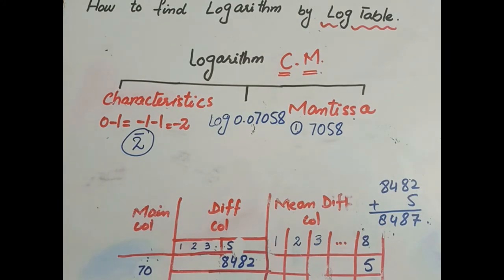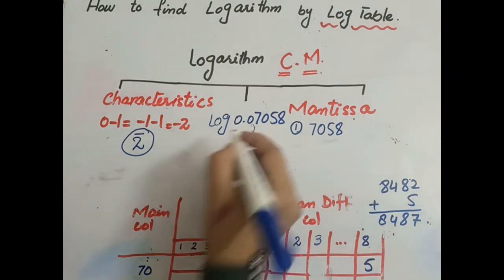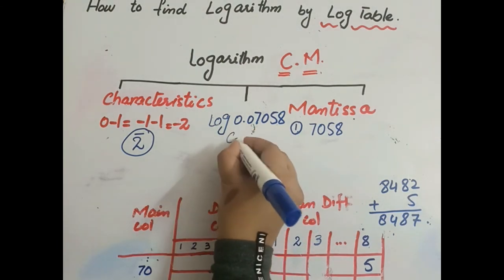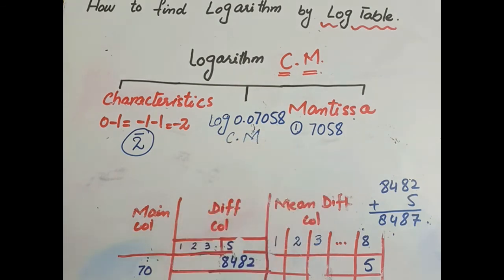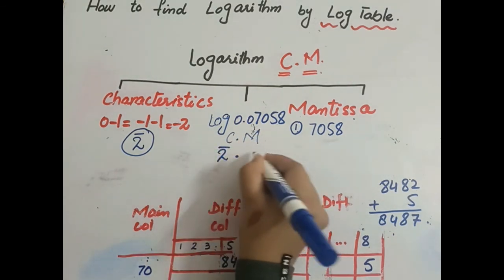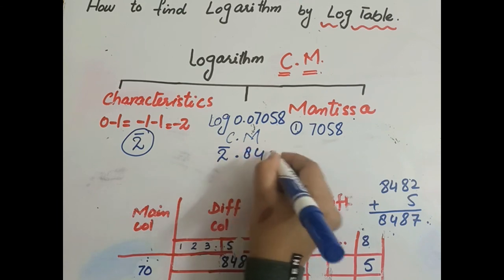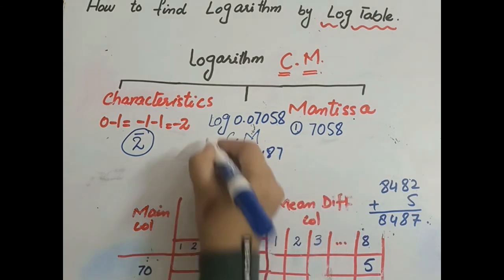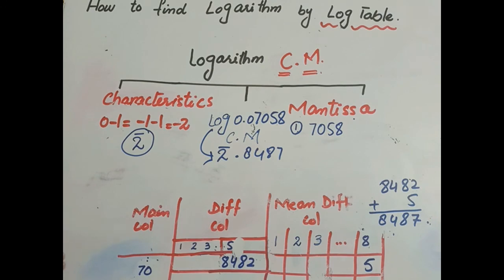So we have to look in this way, and we know that the log is the combination of the characteristic and the mantissa. As C dot M, we write down the characteristic over there and the mantissa over there. So log of 0.07058 is 2 bar 0.8487.